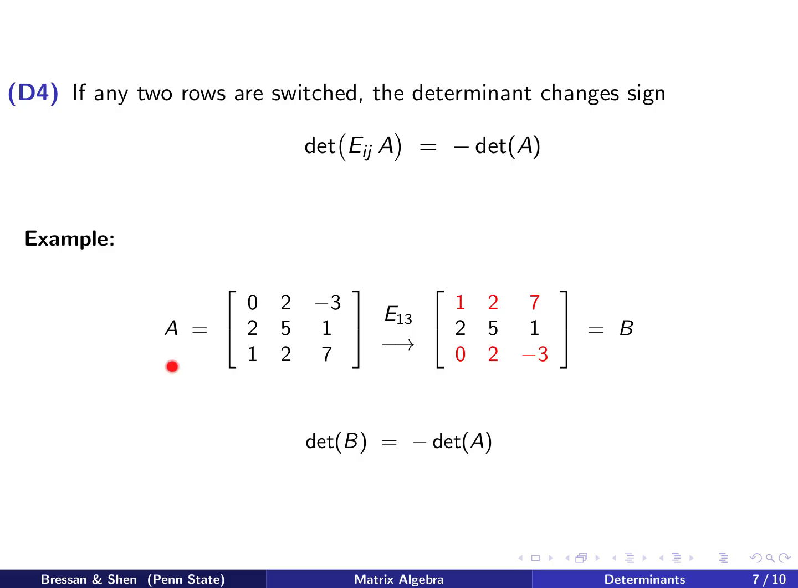Say, for example, we have an A matrix like this, and then we switch the first and the third row. So you see these are now different. This one is from here and this is from here, so we switch them. We call that B. Then we know the determinant of B is the negative of the determinant of A.